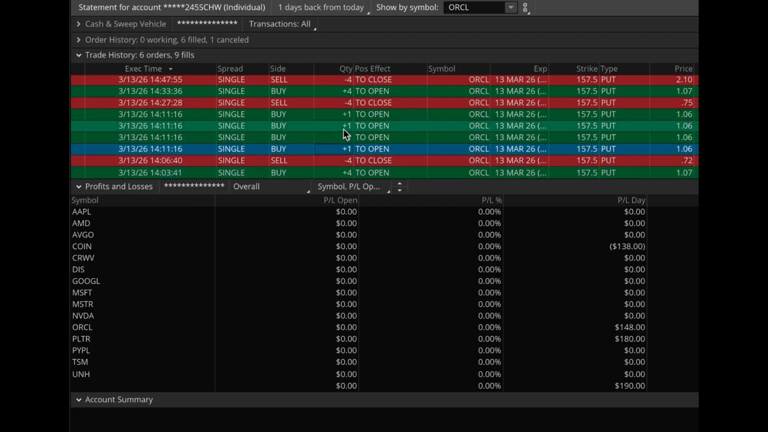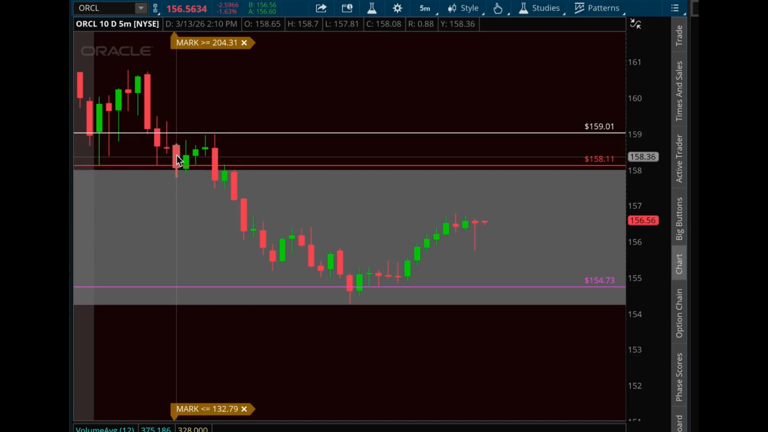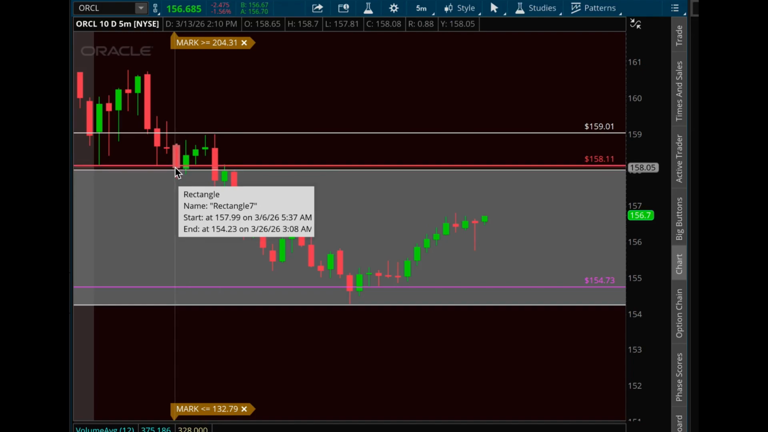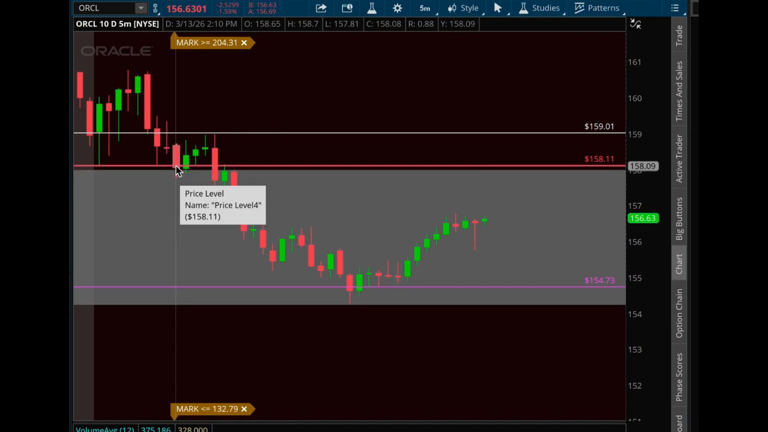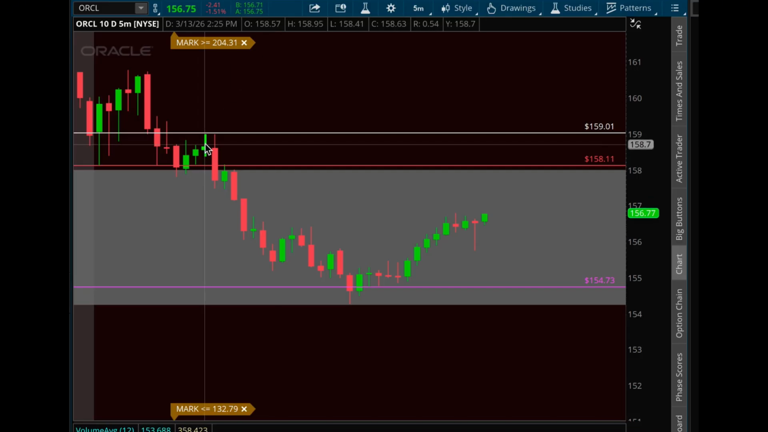Then I entered with another 4 contracts at 1411 at 1.06. So as we came back and retested, on this particular candle, as we then again tried to approach the gap fill, again I got faked out and I ended up exiting for a loss at 1427. And it was on this particular candle again.